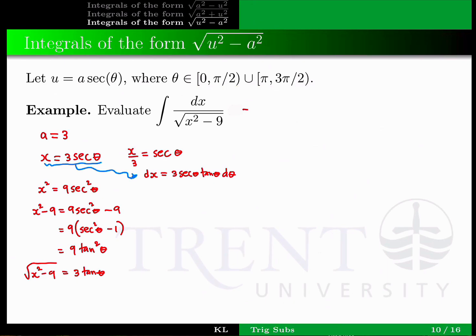Therefore, we will have now the integral. The dx is 3 secant theta tangent theta d theta. The square root of x squared minus 9, that's 3 tangent theta. And this will cancel this one, and our integral becomes the integral of secant theta d theta, and integrating this, we get ln absolute value of secant theta plus tangent theta plus c.